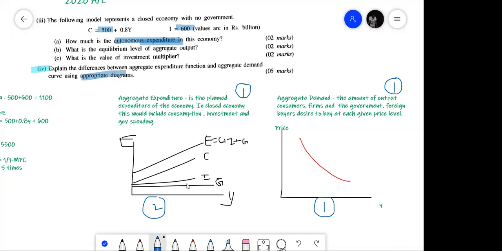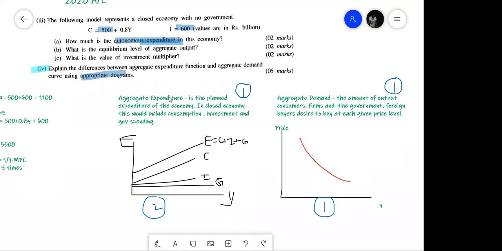The two curves you can draw. The 2 and 1, 3 marks taken. What you simply have to write, when they ask you to explain the difference and you can't see a clear difference, is the definition of the concept. If you have properly written the definition, then the difference is automatically seen.